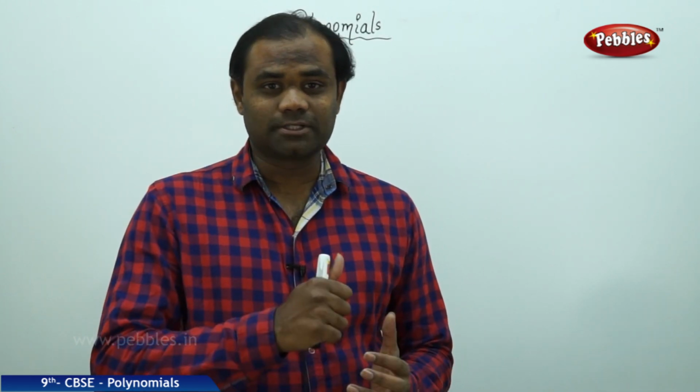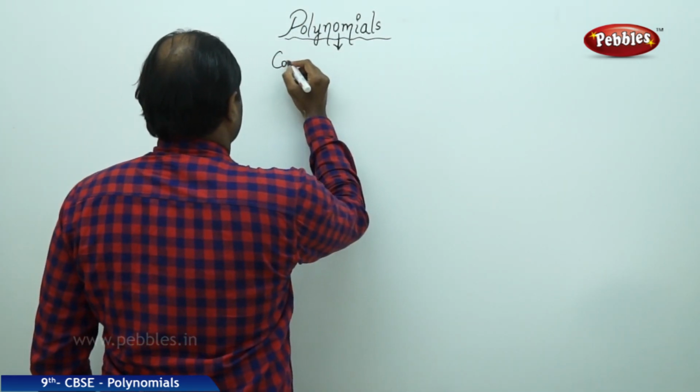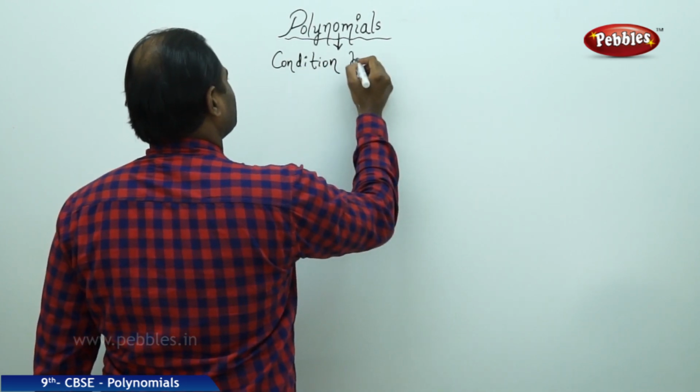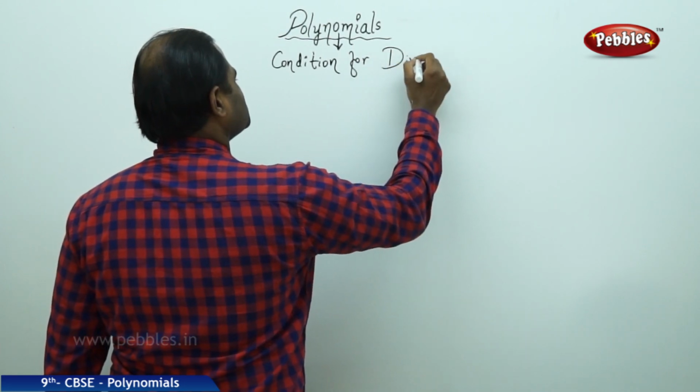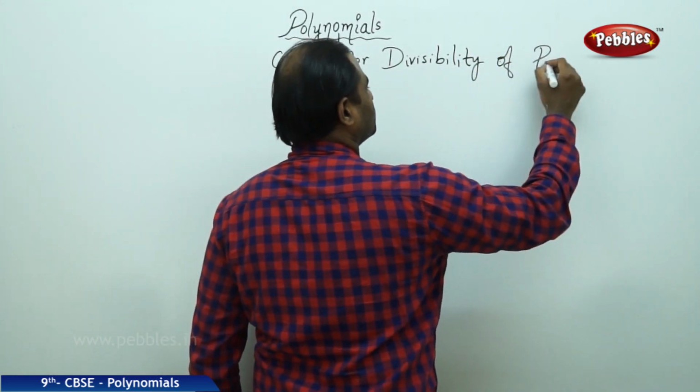Now that we have discussed division of two polynomials f of x by g of x, it's very important that we divide a polynomial with another polynomial through a condition. Let's see what the condition for divisibility of two polynomials is, along with the division method of dividing polynomials as we have seen in the previous session. Condition for divisibility of polynomials.